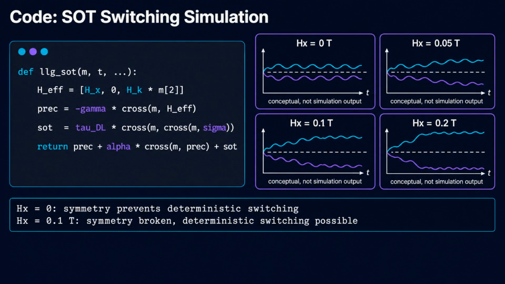This Python simulation solves the LLG equation with SOT for different symmetry-breaking fields. The code implements the effective anisotropy field and damping-like SOT term. Running simulations for increasing in-plane field shows the transition from symmetric oscillation to deterministic switching. This computational approach helps understand device design requirements.